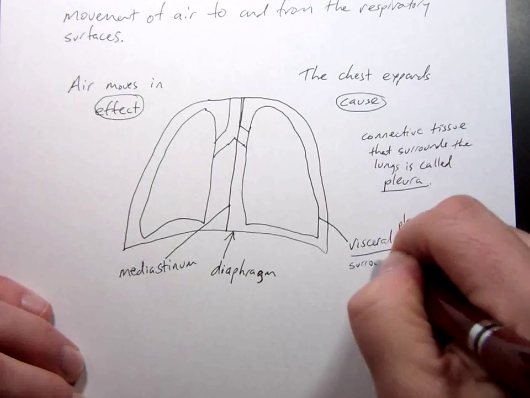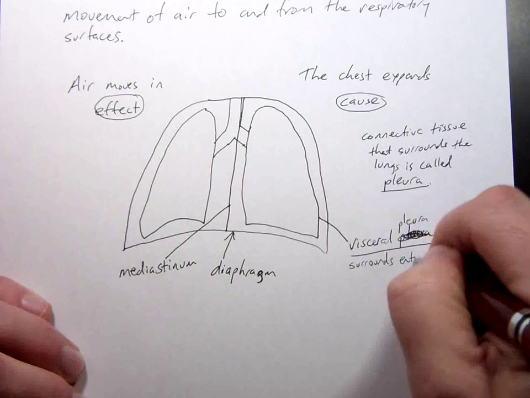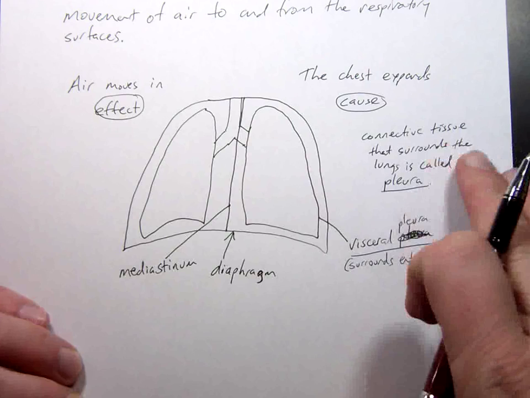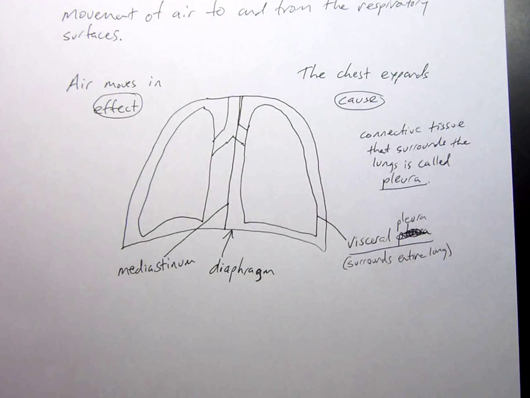Surrounds the entire lung on both sides. So, who touched the lung the other day? Put their hands on it. Your fingers were in direct contact with the visceral pleura of that lung.